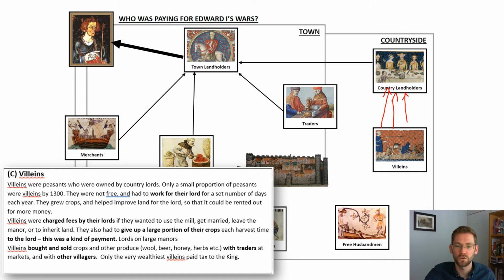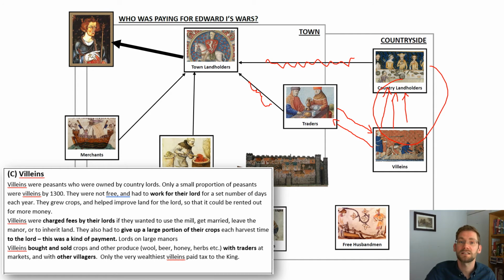Villeins bought and sold crops with traders. So the money is buying things from traders, but also traders are buying things from Villeins, and we start to get a sense of the money flows there. And with other villages as well, which doesn't come up on here. Only the very wealthiest Villeins paid tax to the king. So the Villeins, of course, aren't paying directly to the king. They're not directly paying for Edward's wars. But this money here, just zigzag on that for a minute, this money here is coming from the crops these Villeins are growing and the rents and monies they're paying. It's also coming from the money the traders are making, and therefore it's influencing this one.